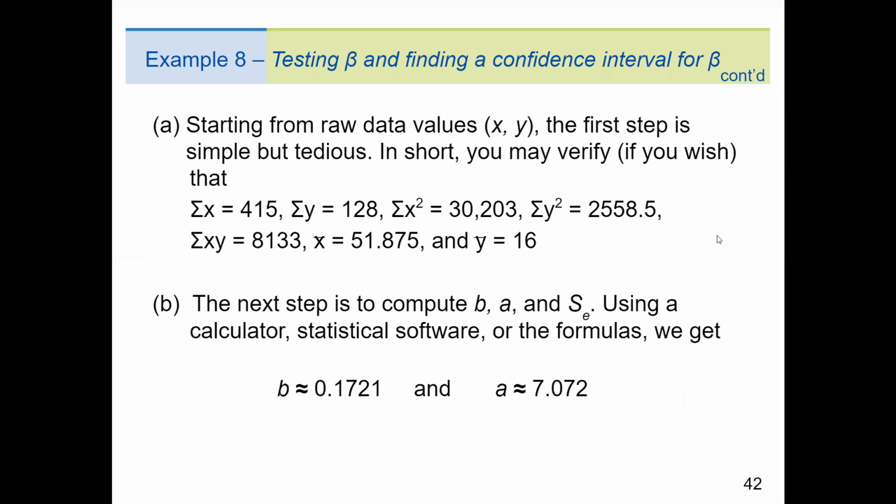Starting from raw data values x, y, the first step is simple but tedious. In short, you may verify if you wish that the summation of x is equal to 415, summation of y is equal to 128, summation of x squared is equal to 30,203, summation of y squared is equal to 2,558.5, summation of the product is 8,133, x bar is equal to 51.875, and y bar is equal to 16.